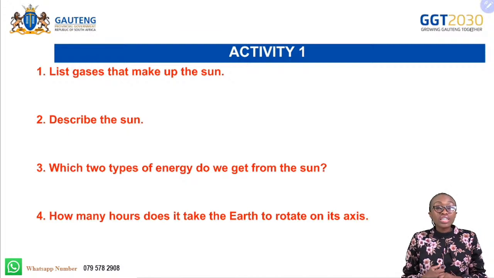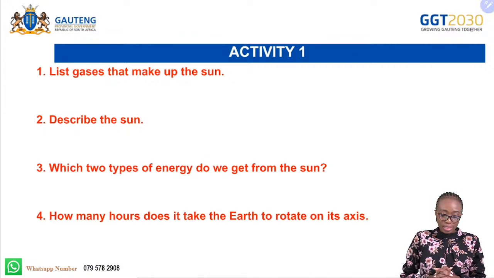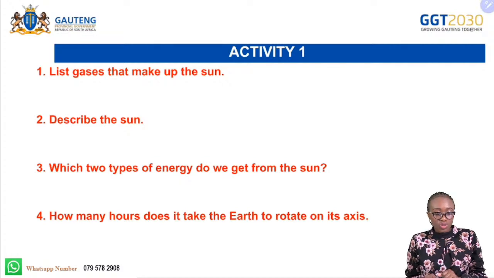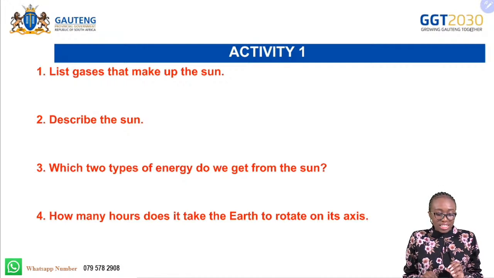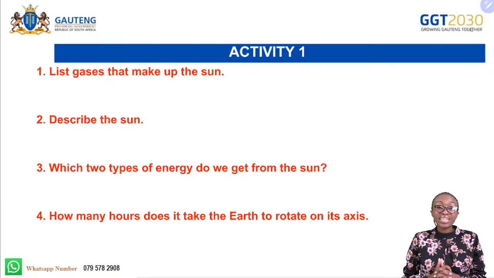I'm going to read out the questions. When I read out the questions, I'm going to give you time to answer them. The first question reads, list gases that make up the sun. The second question is, describe the sun. The third question is, which two types of energy do we get from the sun? And then the fourth question is, how many hours does it take the earth to rotate on its axis?